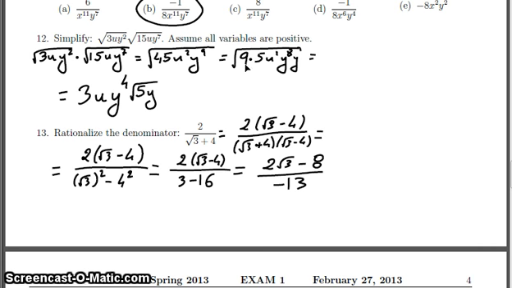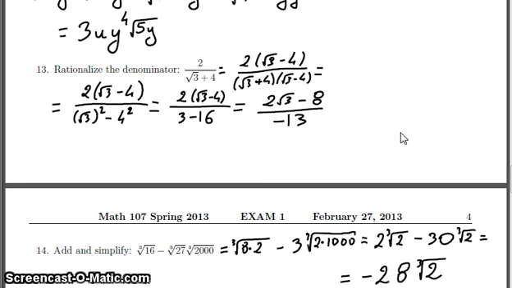So the square root of 9 becomes 3, the square root of u squared becomes u, and the square root of y to the 8th becomes y to the 4th, and that has to be multiplied by the square root of 5, which still has to stay under the radical, and y, and nothing happened with y, so it has to be under the radical.